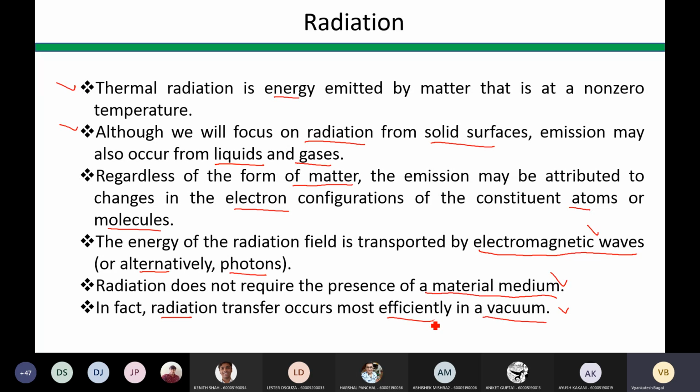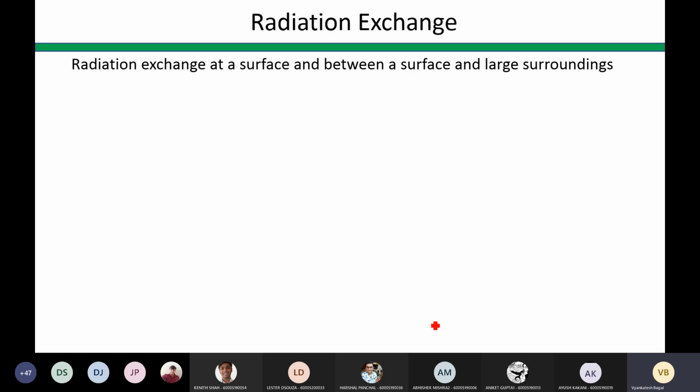Now we'll talk about the radiation exchange. So let us take this heading into account now: the radiation exchange at a surface and between a surface and large surroundings. So I am going to project two diagrams for this. We will divide this statement: radiation exchange at a surface, and second, between the surface and large surroundings.